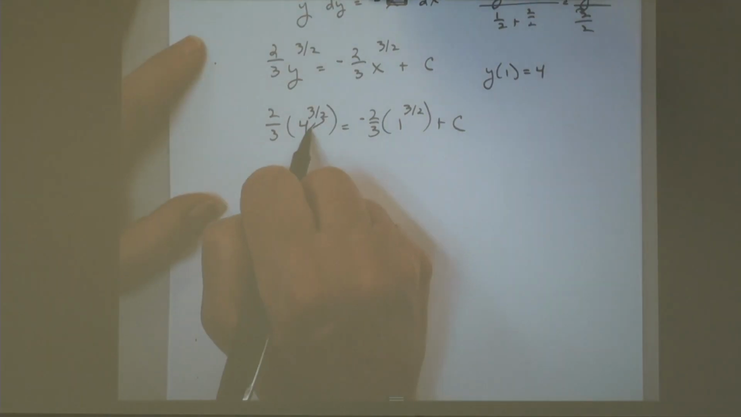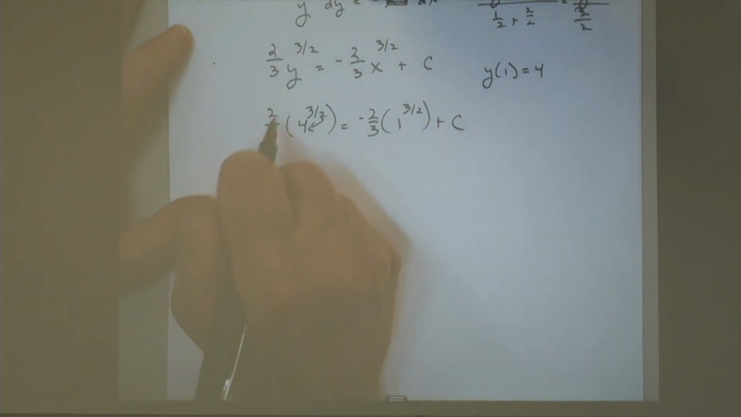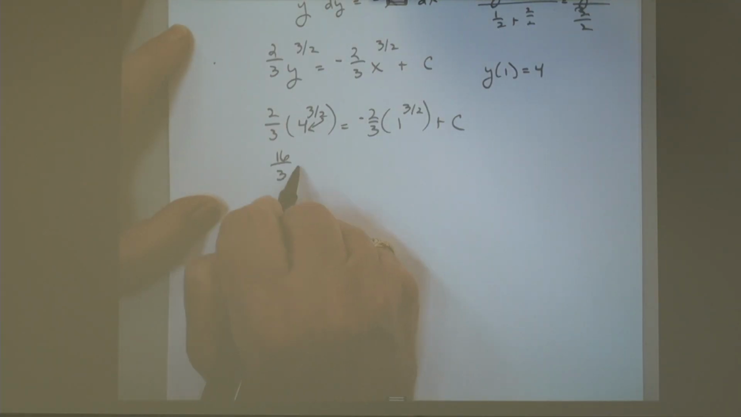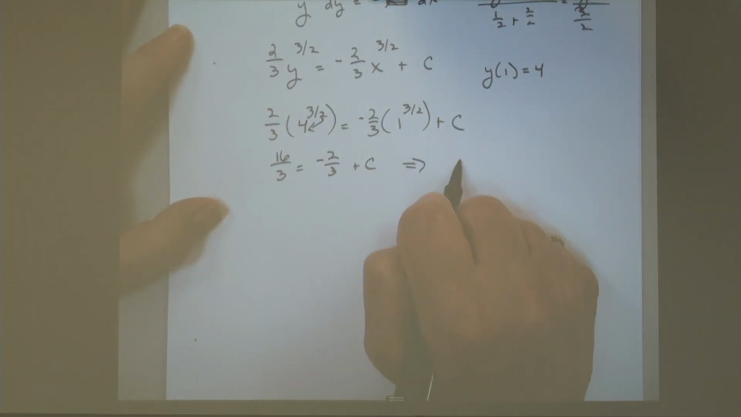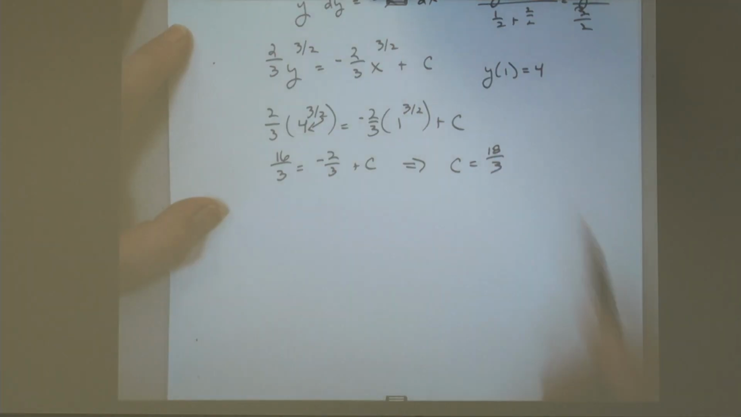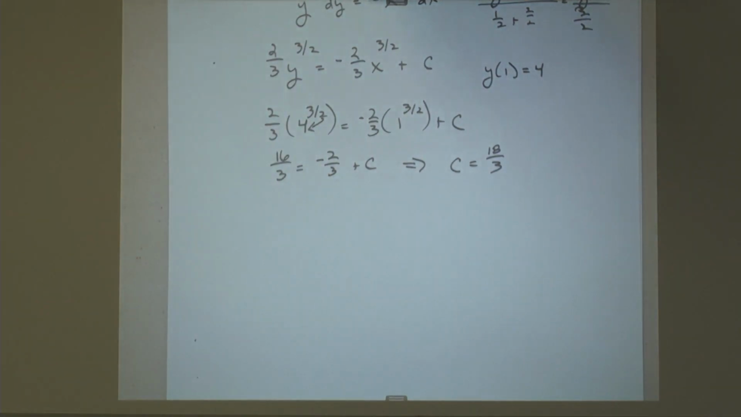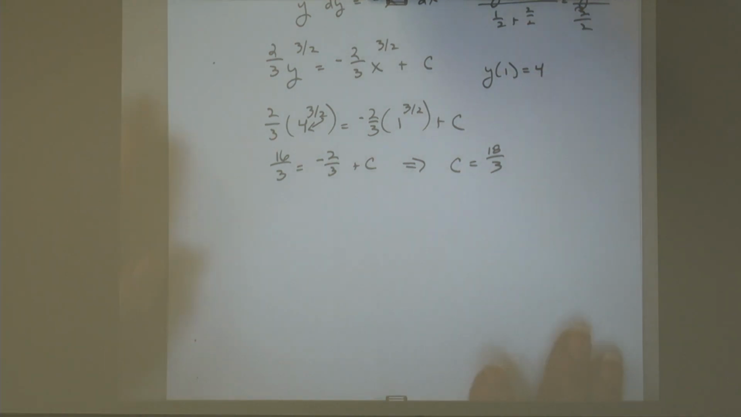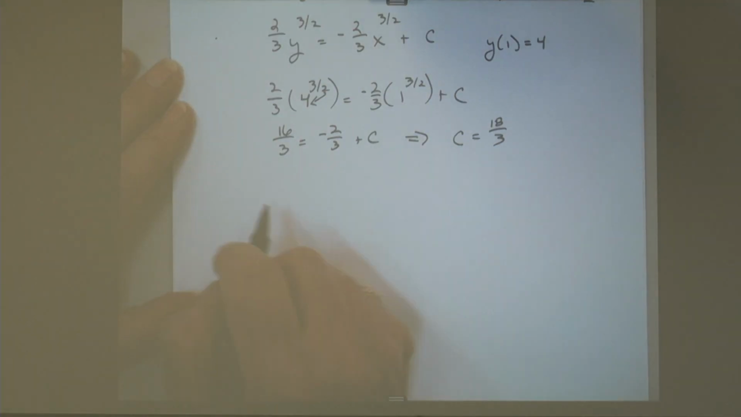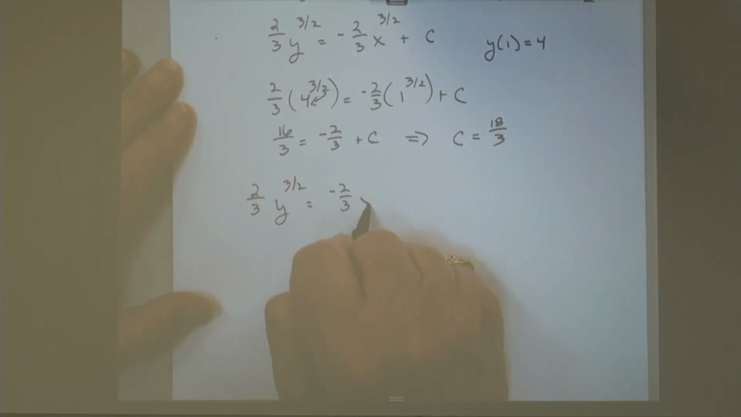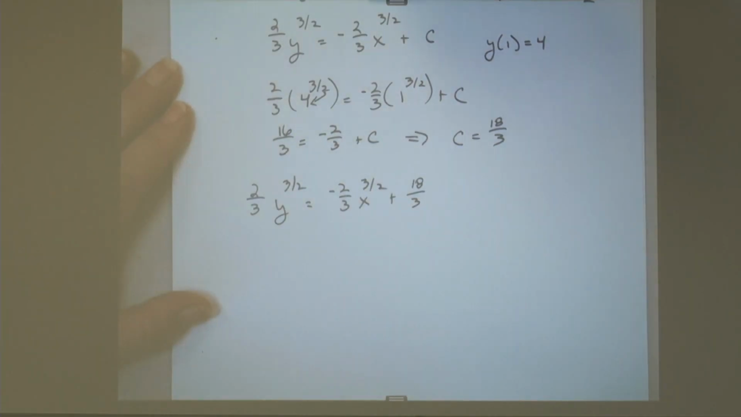So square root of 4 is 2, 2 cubed is 8, 8 times 2, I've got 16/3 is negative 2/3 plus c. c is equal to 18/3. All right. Remember, we're solving for y. So we go back into our equation with the value of c. So we have 2/3 y to the 3/2 is negative 2/3 x to the 3/2 plus 18/3.